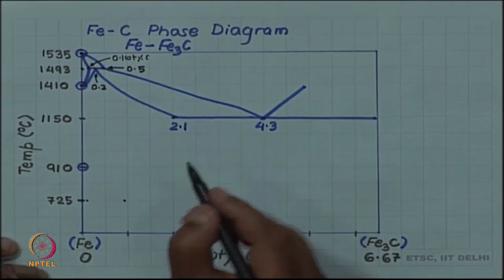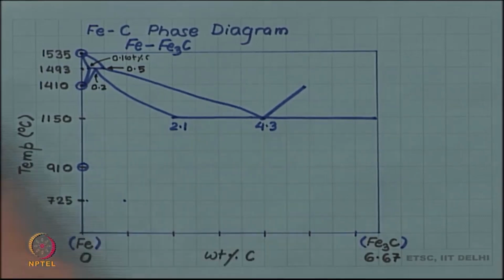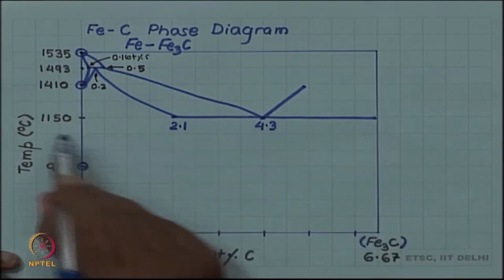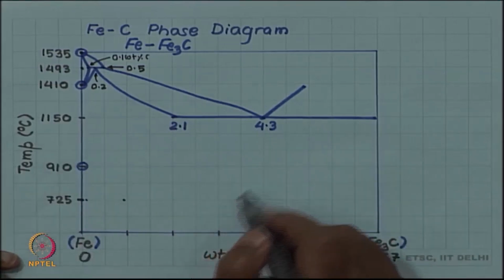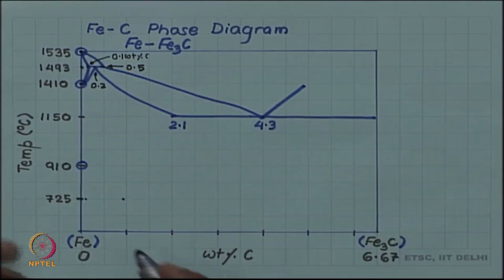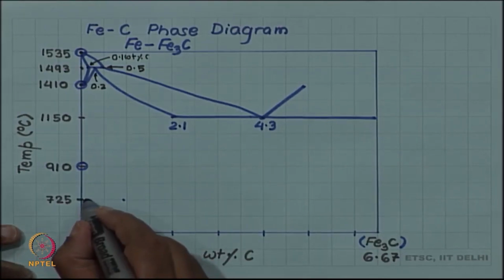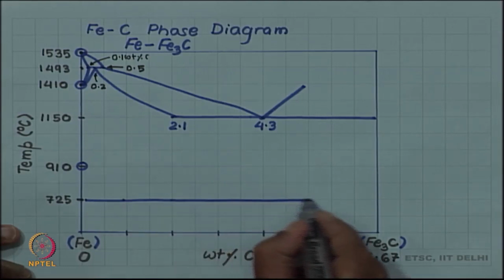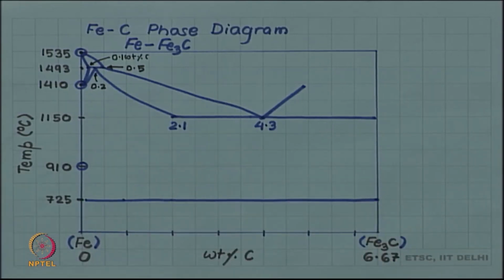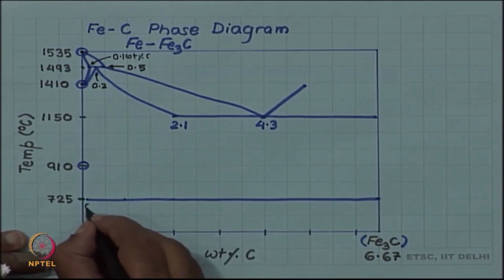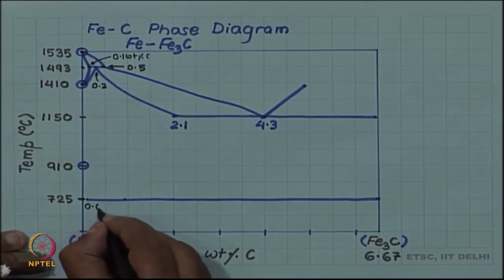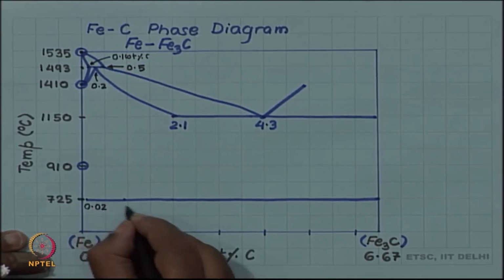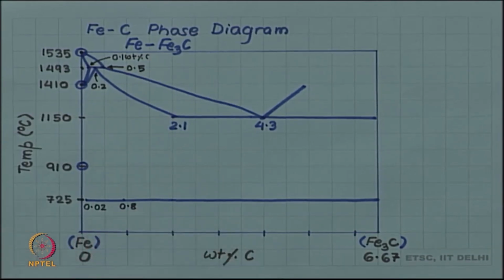Then we have the next invariant reaction at 1150 degrees Celsius, which is shown there, and finally we have an invariant reaction at 725, which has another horizontal line running here. Its end compositions, the left hand composition is very close to pure iron, 0.02, then this is 0.8 and it goes all the way up to 6.67.